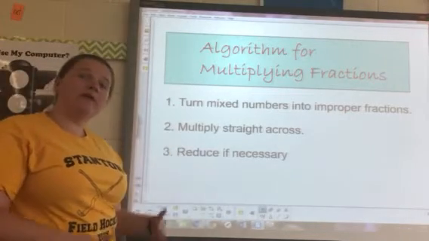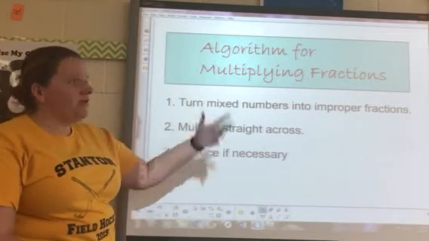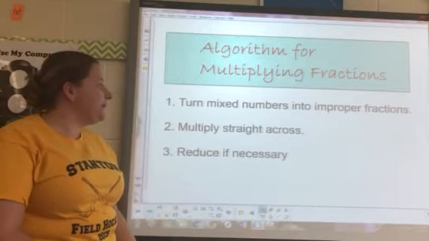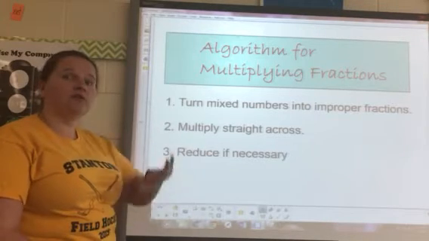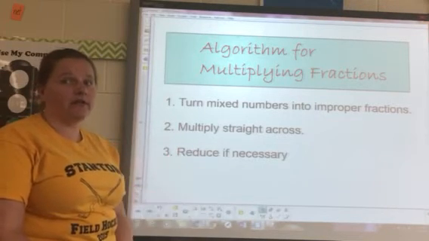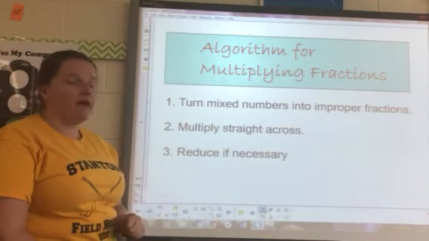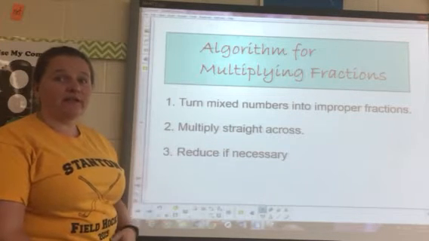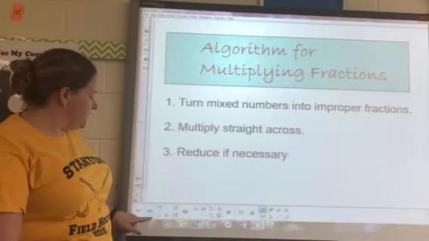Now multiplying might be a little bit easier. If you have any mixed numbers, you need to make them improper. And then you just multiply straight across: numerator times numerator, denominator times denominator. My answer needs to be reduced if it can be reduced.